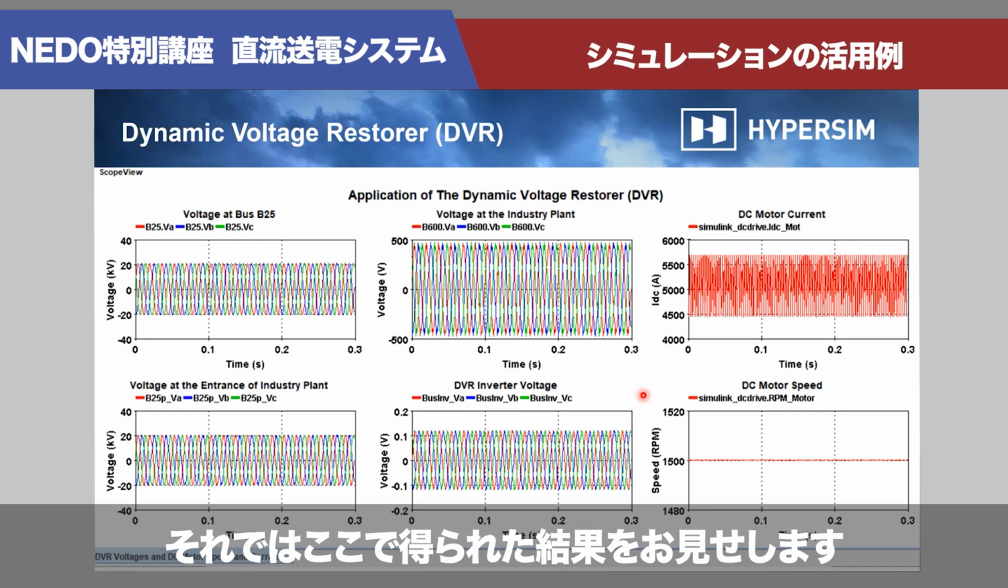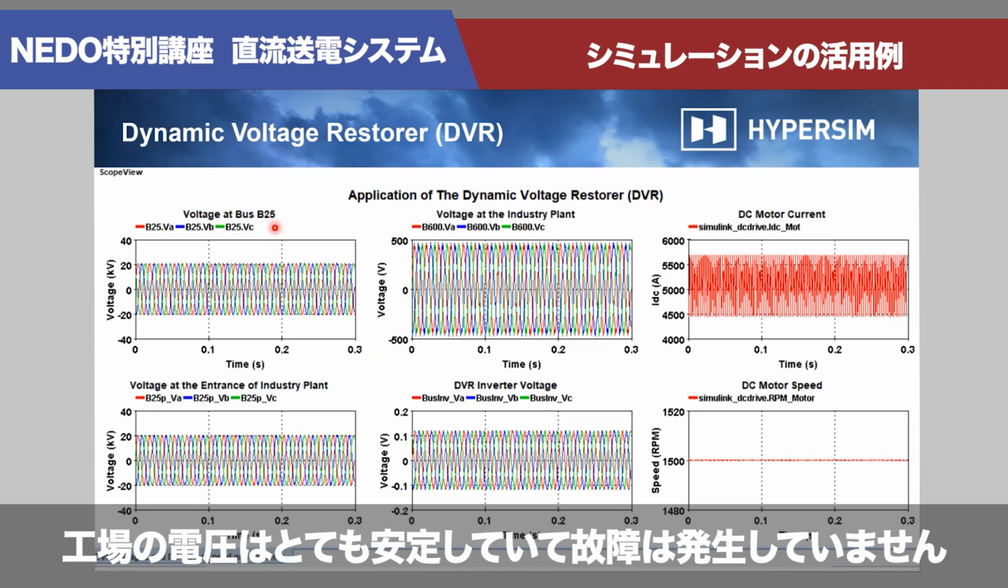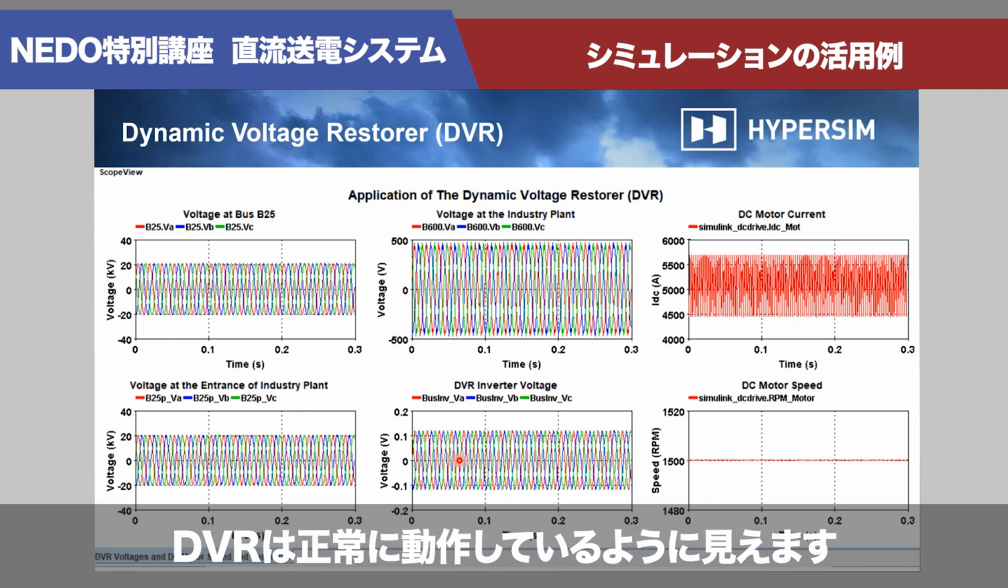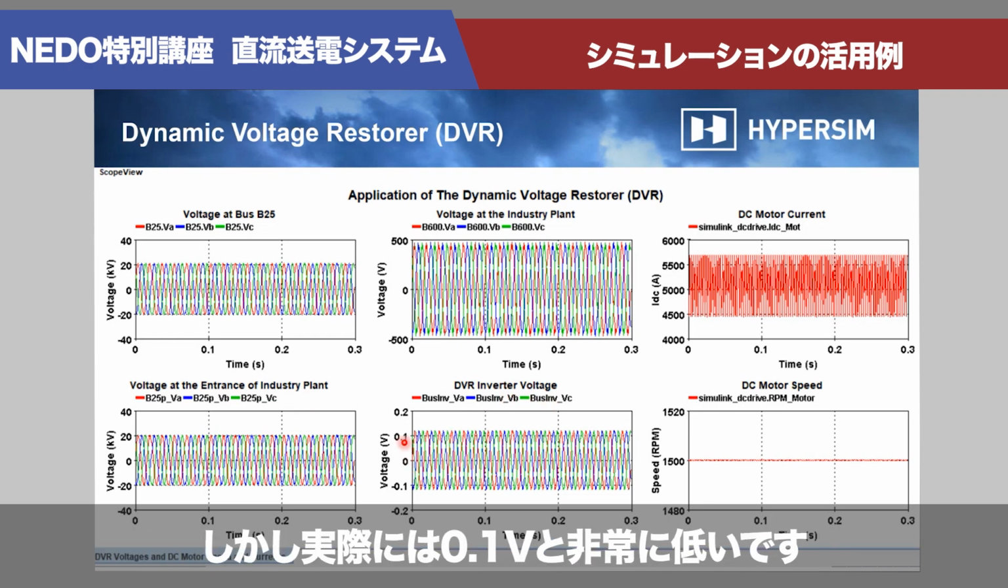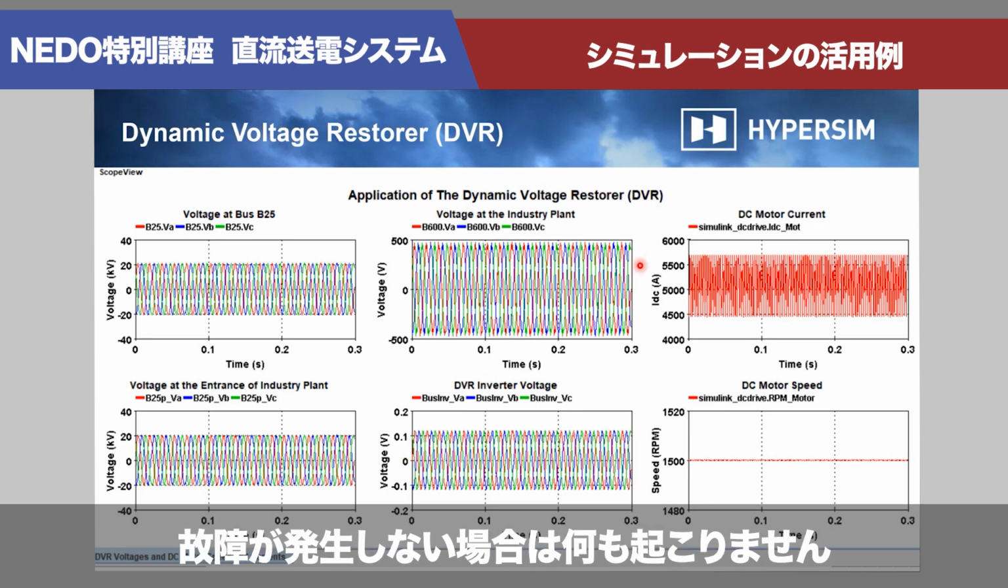So I'm going to show you the results that were obtained over here. This is the simulation result. You have the voltage at the factory, which is very nice. Now there's no fault, everything is good. You see the DVR, you think it's working, but actually this is 0.1. It's very, very low. So it's just like 0. And no fault, nothing happened.